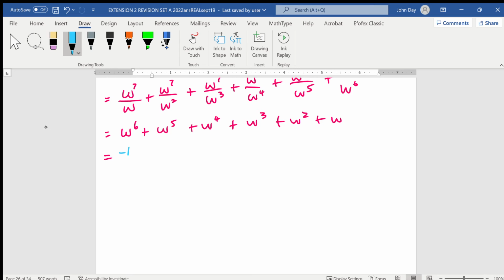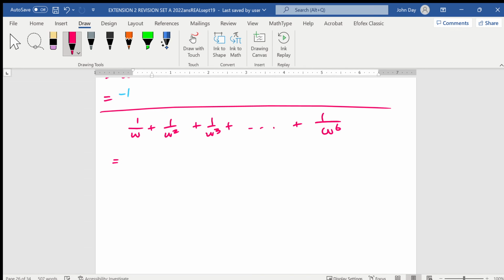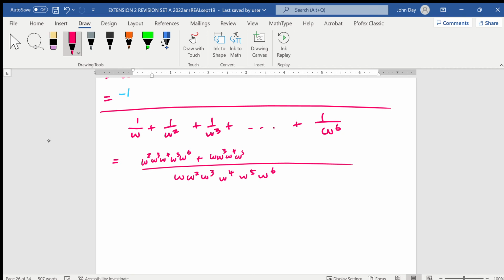I mean, you could do it with brute force. You could say you've got 1 on w plus 1 on w squared plus 1 on w cubed plus all the way up to 1 on w6, and put them over a common denominator. So that's w squared, w cubed, w4, w5, w6 plus w cubed, w4, w5, w6 plus w squared, w4, w5, w6 plus w squared, w cubed, etc. So you could put it all on a common denominator.